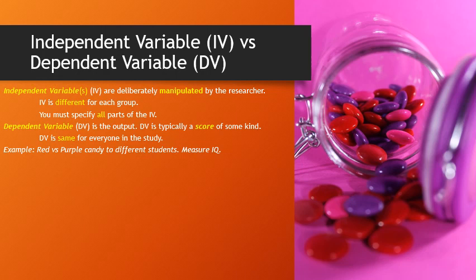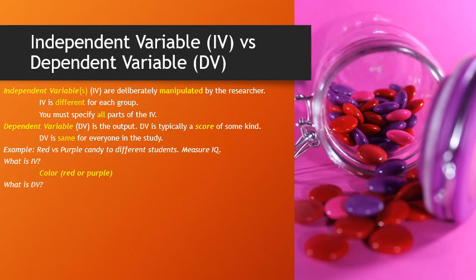Red candy versus purple candy. I want to give these to different students, and I want to measure the IQ of everybody after they've eaten the candy. What would the independent variable be here? Well, the independent variable, remember, is different for each group, so it would be the color of candy, either red or purple, the color.